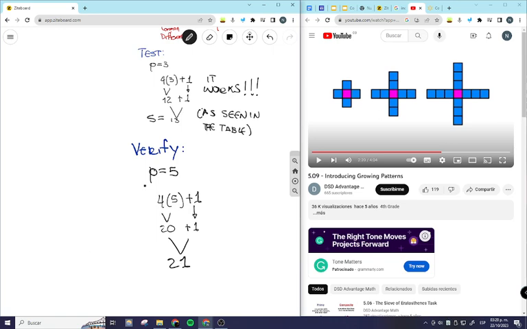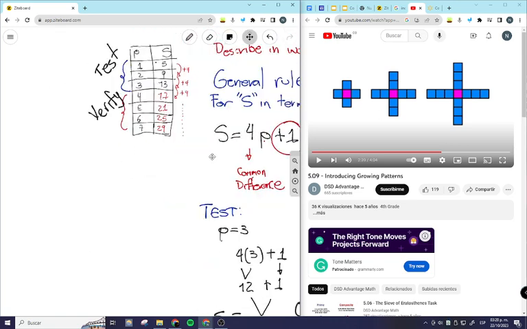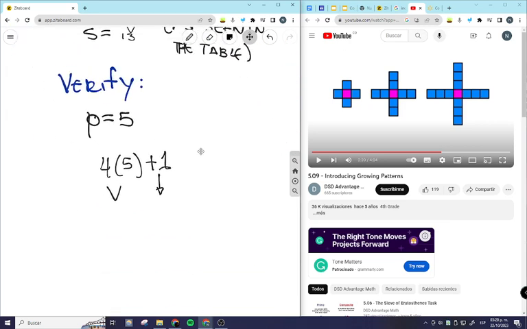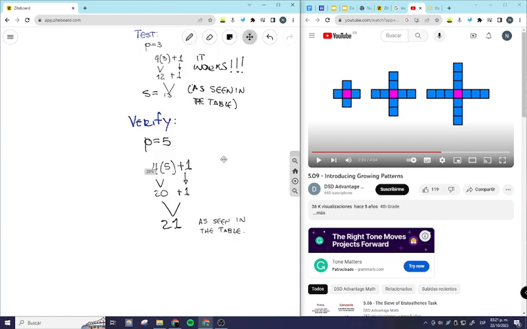Now, let's see, for position 5, did you get 21? Yes, it works. It was correct. As seen in the table, we got the result that we expected. So again, as seen in the table. That's it for testing and verifying.